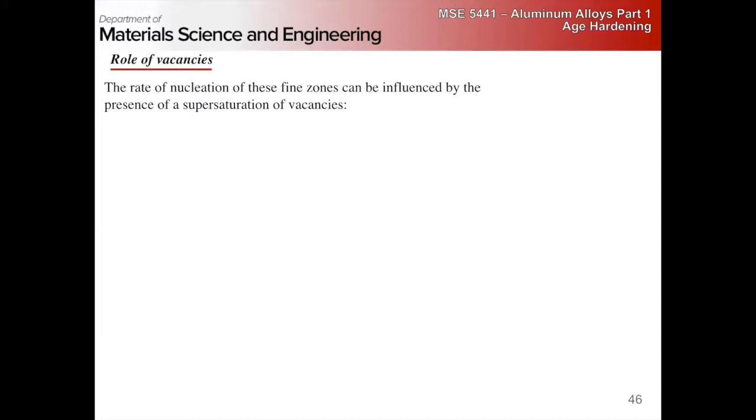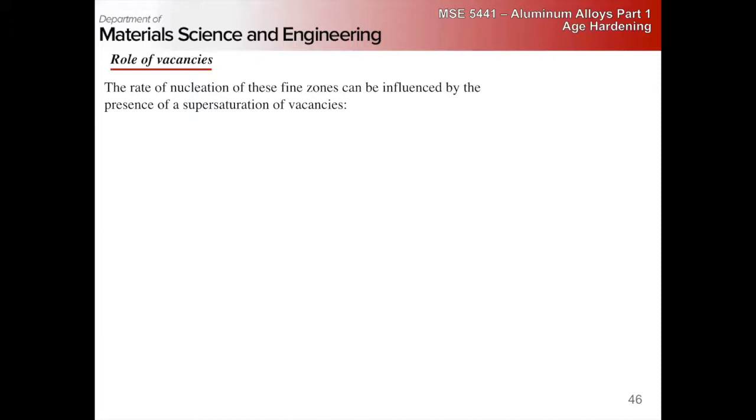So how do we get clusters of copper atoms? What has to happen? Diffusion, right? We said it's short-range diffusion, but it's still diffusion. How do atoms move? How do atoms diffuse? They jump. What do you need to make a jump? Vacancies, right? You can't jump without them.